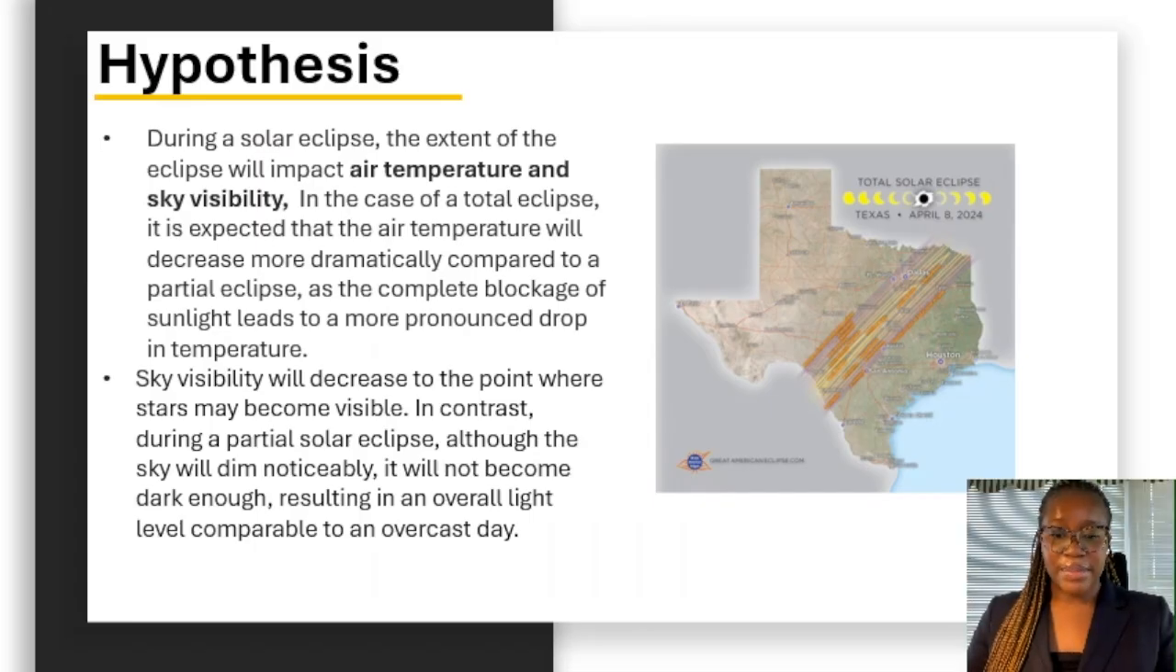During a solar eclipse, the extent of the eclipse will impact air temperature and sky visibility. In the case of a total eclipse, it is expected that the air temperature will decrease more dramatically compared to a partial eclipse, as the complete blockage of sunlight leads to a more pronounced drop in temperature. Sky visibility, on the other hand, will decrease to the point where stars may become visible. In contrast, during a partial solar eclipse, although the sky will dim noticeably, it will not become dark enough.